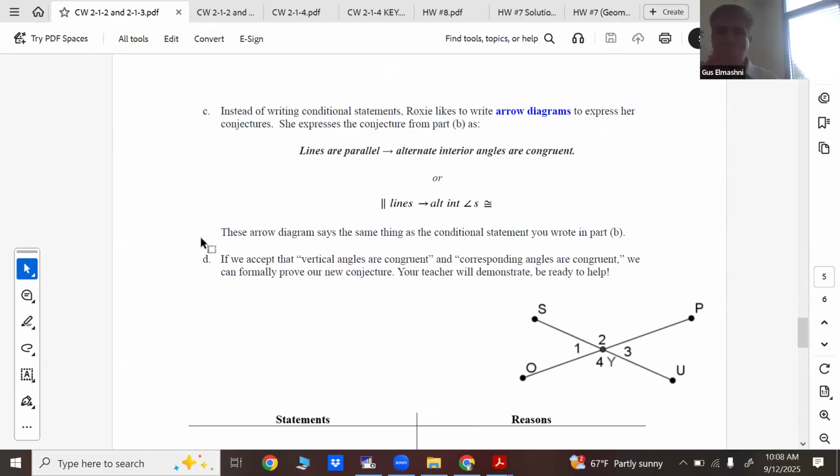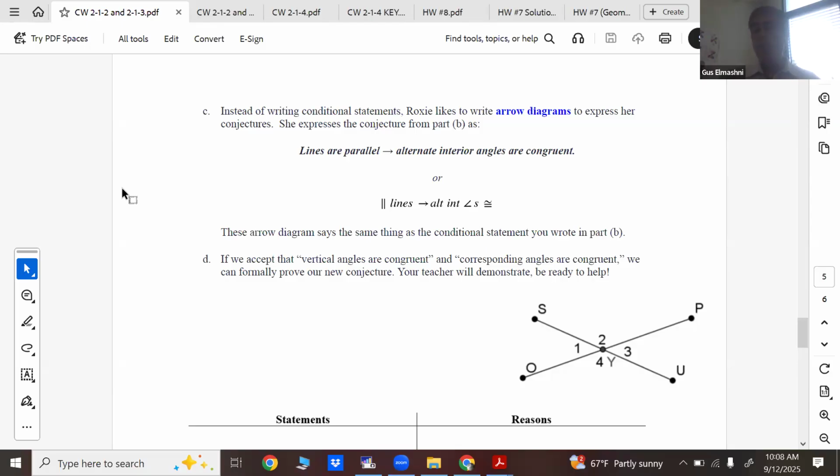Okay, so now in these expressions, right? So Natalie, can you read part C, please? Instead of writing conditional statements, Roxy likes to write arrow diagrams to express her conjectures. She expresses the conjecture from part B as lines parallel, alternate interior angles are congruent.